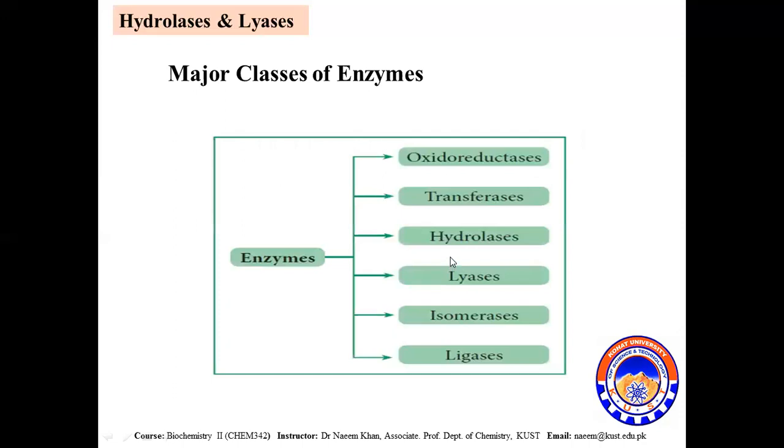We know that the enzymes are having six major classes in accordance to the International Union of Biochemistry. And these include oxidoreductases, transferases, hydrolases, lyases, isomerases, and ligases. So it means that the hydrolases and lyases are the classes number 3 and 4 of the 6 major classes we are having as per the International Union of Biochemistry.